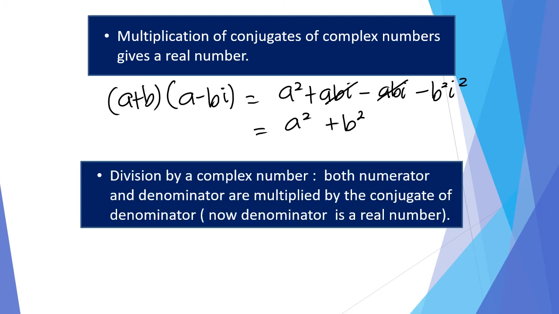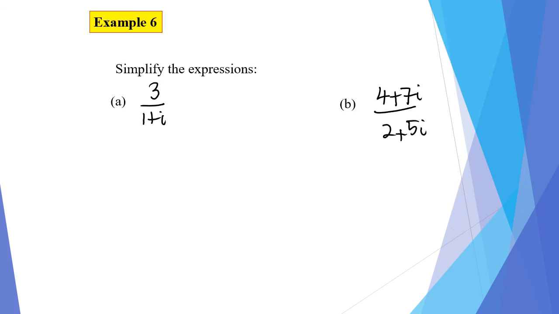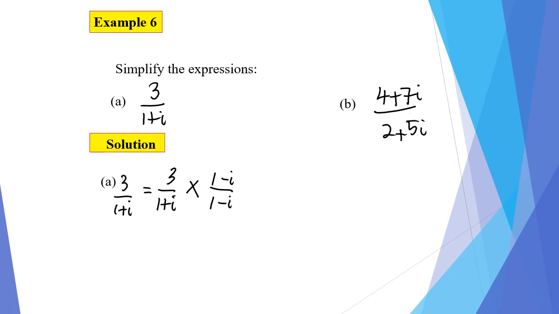So, division of a complex number. Both the numerator and denominator are multiplied by the conjugate of the denominator. Okay, so that is how we solve the division of complex numbers. Let's do an example. We want to simplify the expression. For question A, how do we simplify this? What we need to do is multiply with the conjugate of the denominator.